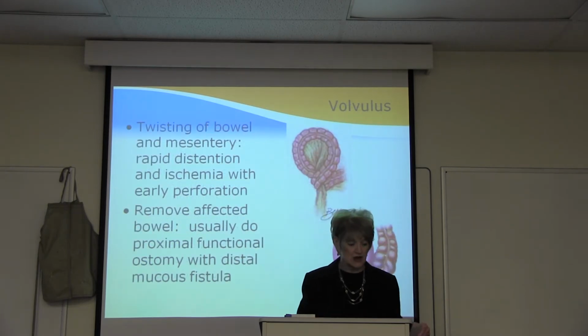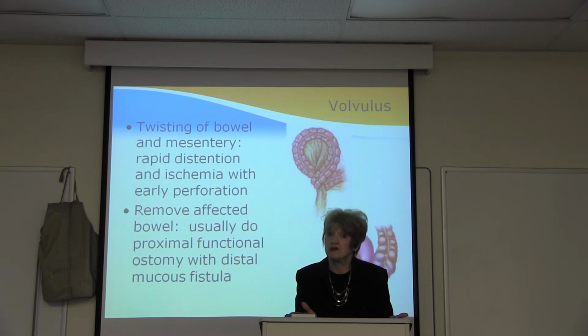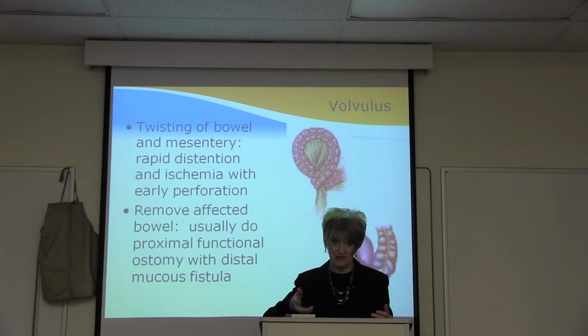Okay, the next thing I want to talk about is volvulus. Now, if you have already studied the section on indications for colostomy in adults, we talked about volvulus in adults. Volvulus in children is essentially the same process, although different sections of the bowel may be involved. But once again, you have twisting of the bowel and the mesentery on itself.